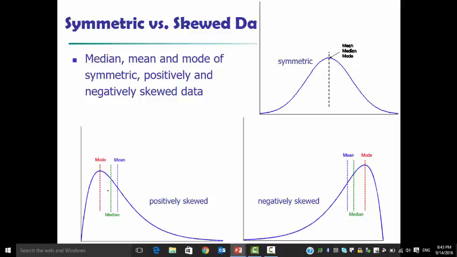Skewed data has a skewed shape. Okay, this is a bell shape, the chart. The other two are not.